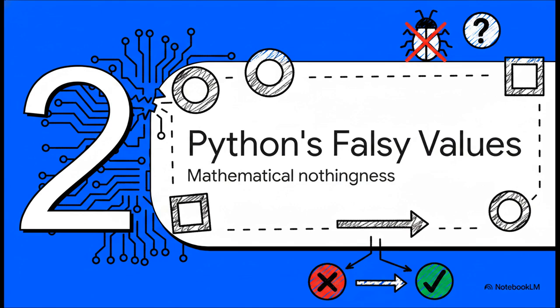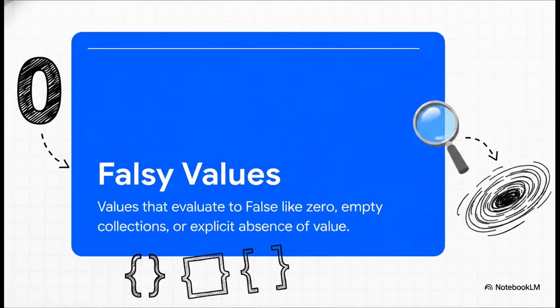Moving on to Section 2, Python's falsy values. All right, so this brings us to the whole concept of falsy. Now, falsy isn't just the literal Boolean False. We use this term for values representing mathematical nothingness, empty collections, or just an explicit absence of data that Python automatically evaluates to False when you put it in a logical context, like an if statement. It's kind of like the mathematical vacuum of nothingness.